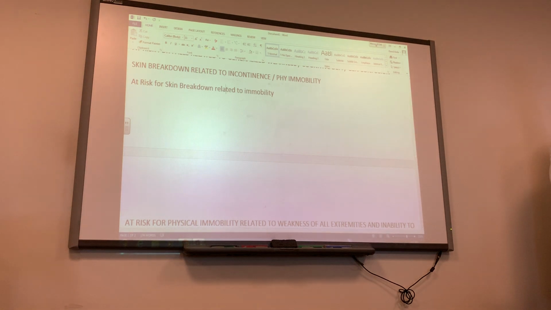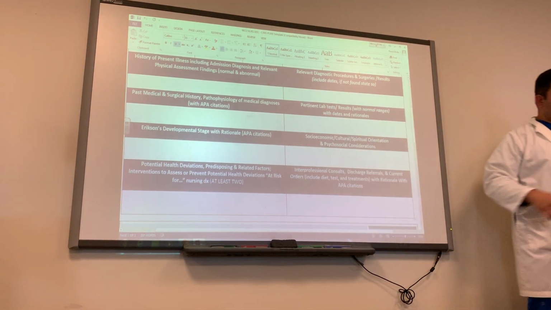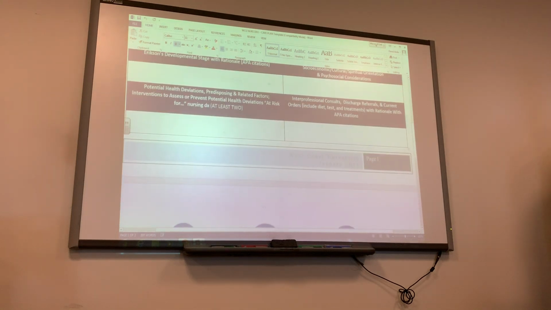Okay, so we wanna get back to our nursing care plan. Right here, interprofessional consults, discharge referrals, current orders, including diet, tests, and treatments, with a rationale and APA citations. Okay, that part that says with rationale with APA citations, cross that out. To me, this basically means, and Professor Chong might have a whole different view of this box right here, but this is what it means to me.